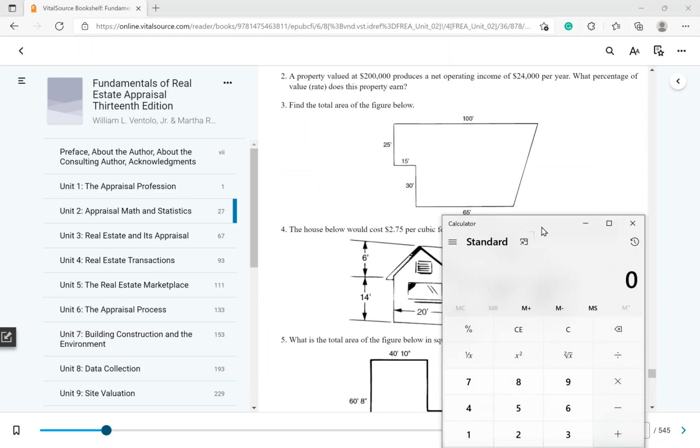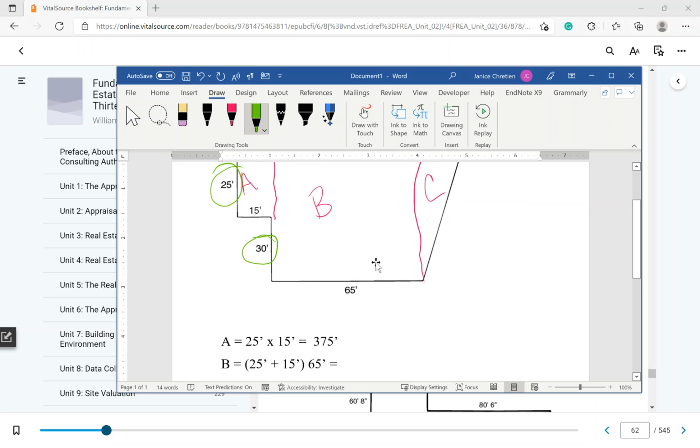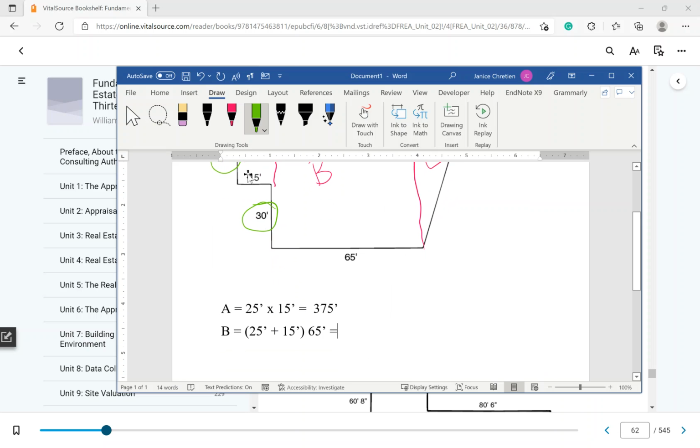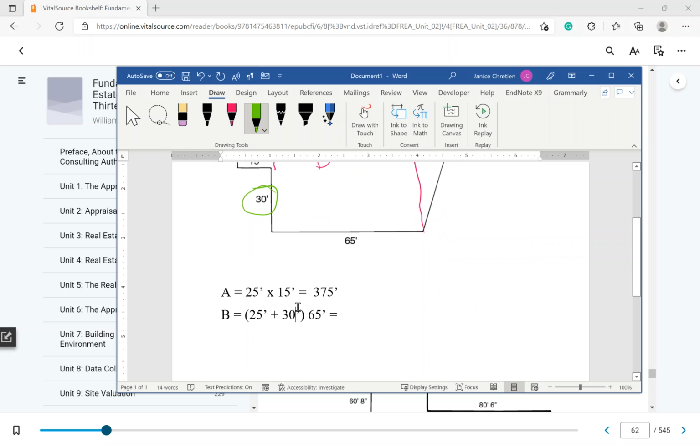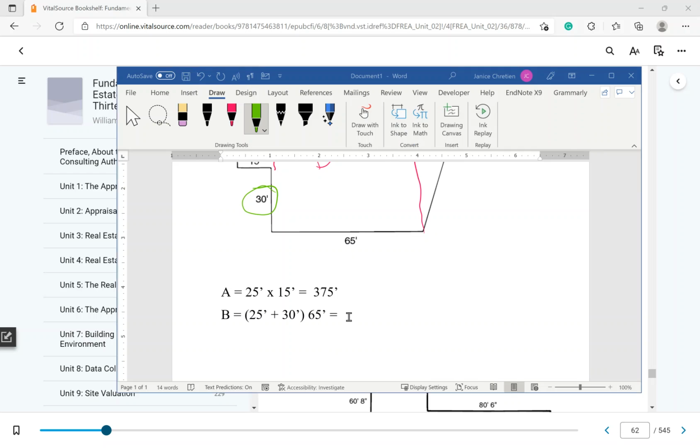Oh, that's 30. Why did I say 15? I was looking at the wrong place. Sorry about that, guys. It's 25 and 30. You're thinking, well, what is she talking about? I even circled the 30. So that's 55 times 65. So that I have 3,575 square feet in area B.